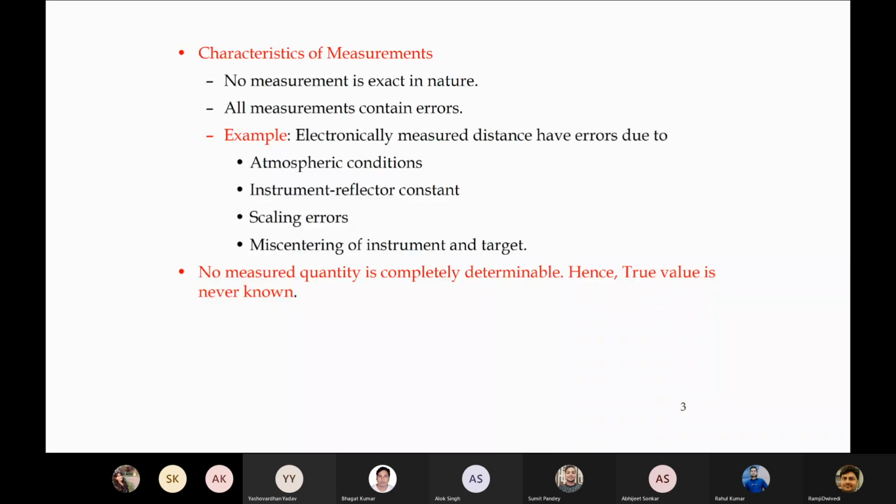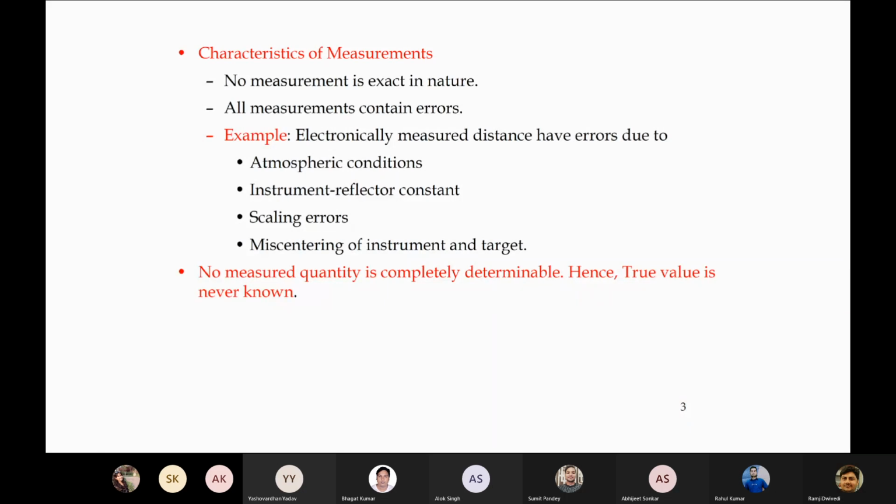Now, for example, electronically measured distances have errors due to multiple reasons. Since many of you are from a civil background, you know that atmospheric conditions are one of the reasons because of which you have errors. Then the instrument and reflector; obviously some of you may not have seen total stations, if I am not wrong. So we will have a total station, we'll show you in some of the laboratories, just wait for that time. Then you have certain scaling errors, then miscentering of instrument and target.